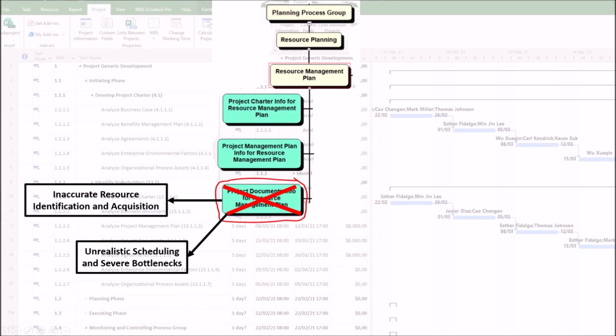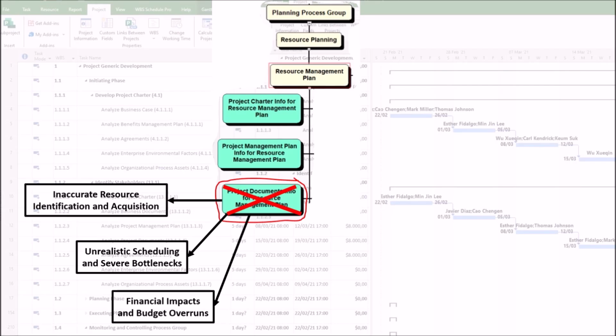2. Unrealistic scheduling and severe bottlenecks. The harm is that the project timeline becomes unachievable due to resource constraints, leading to missed deadlines. It happens as a poor schedule analysis. Failing to analyze the project schedule's activity sequencing means you won't see that 5 high-intensity tasks requiring the same specialist are all scheduled to start in the same week. This creates an impossible bottleneck, where that one person is expected to be in 5 places at once.